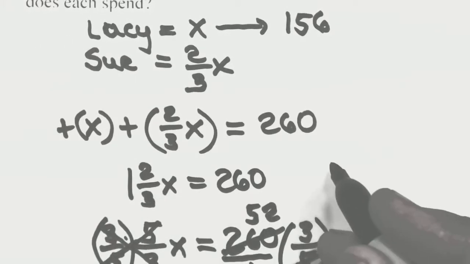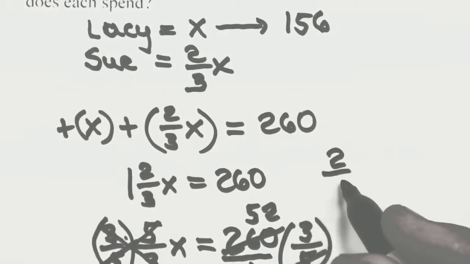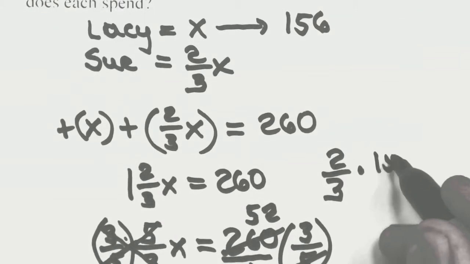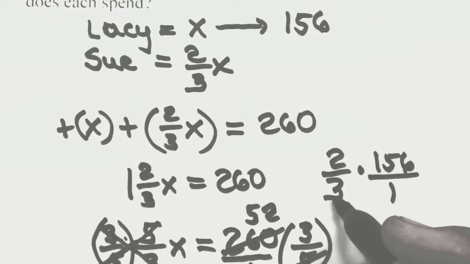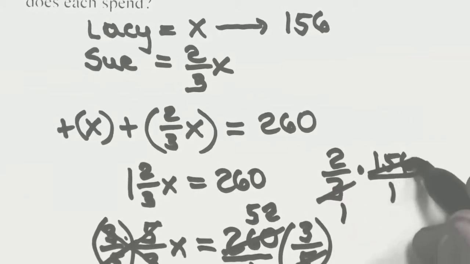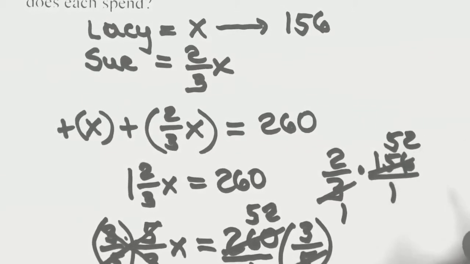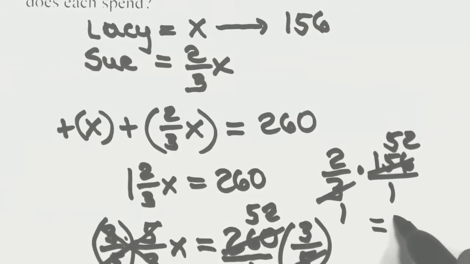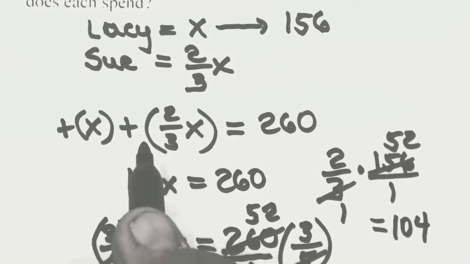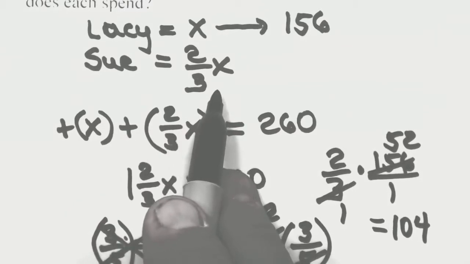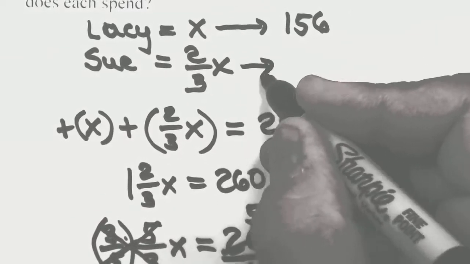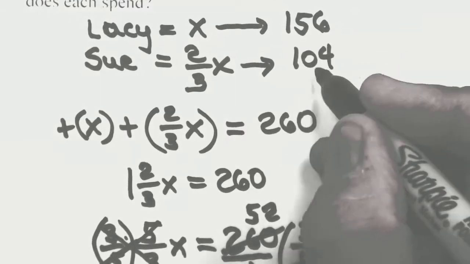Sue spends 2/3 as much of that. Let's figure out off to the side here, we've got a little bit of room, what 2/3 times 156 is. And we could do some cross canceling here. This goes in 52 times. 2 times 52 equals 104. So that means our 2/3 of x, 2/3 times 156, means that Sue spends 104.